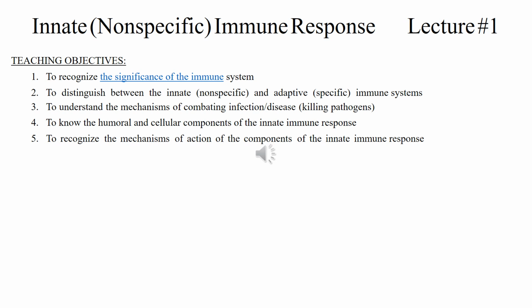What are the teaching objectives? First, to recognize the significance of the immune system. Second, to distinguish between the innate and the adaptive immune system. Third, to understand the mechanisms of combating infection or disease to kill the pathogen. Fourth, to know the humoral and cellular component of the immune response. Fifth, to recognize the mechanism of action of the component of the innate immune response.